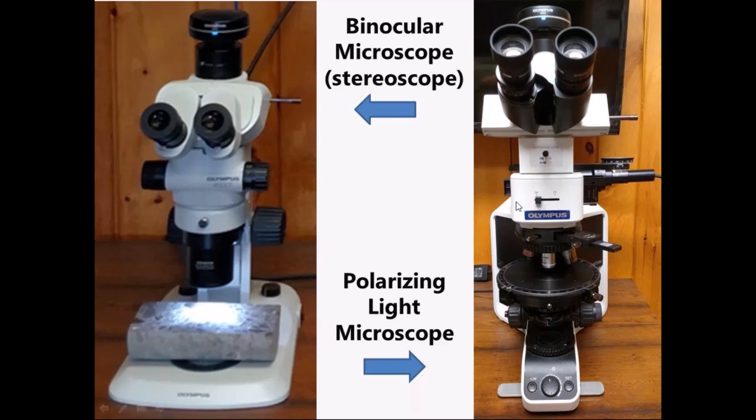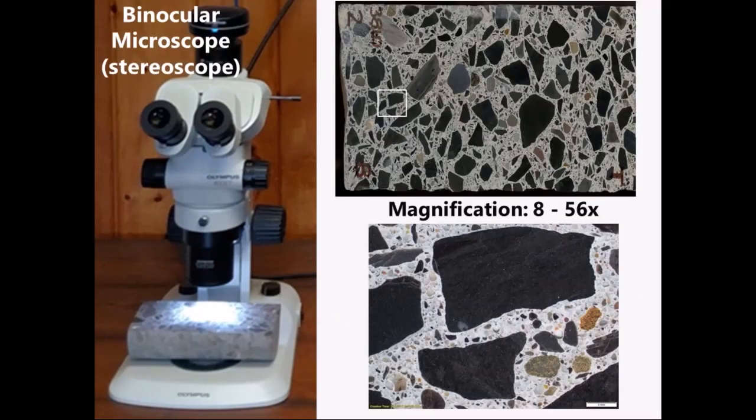ATL owns both of these, and they're both indispensable in my work doing petrographic analysis of concrete. The binocular microscope, or the stereoscope, is something that you're probably already familiar with if you think back to your high school science lab day when you were dissecting frog legs or crickets or worms or something. This is what you would use. No sample preparation is required. Whatever you choose to put on the stage underneath the light source is what you're going to see through the oculars.